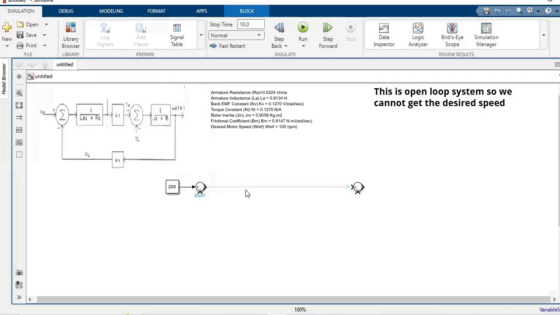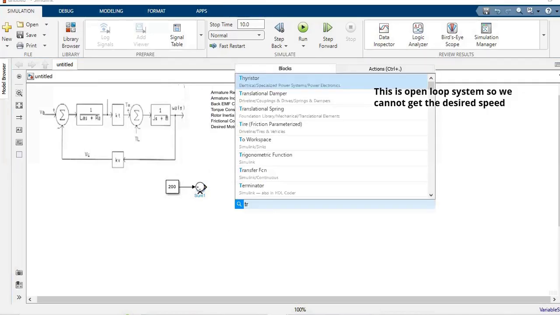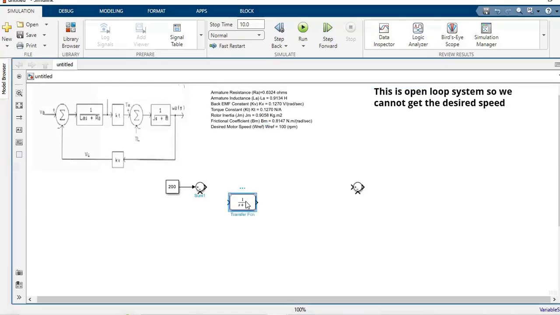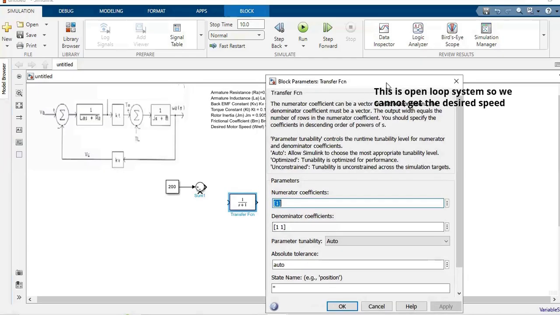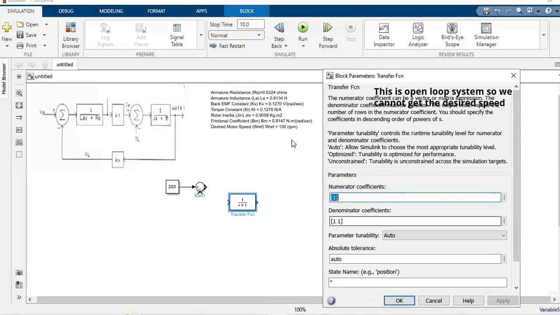And we need a transfer function block. So let us type a transfer function. So here, the numerator of the first block has 1, and the denominator is LAS plus RA.